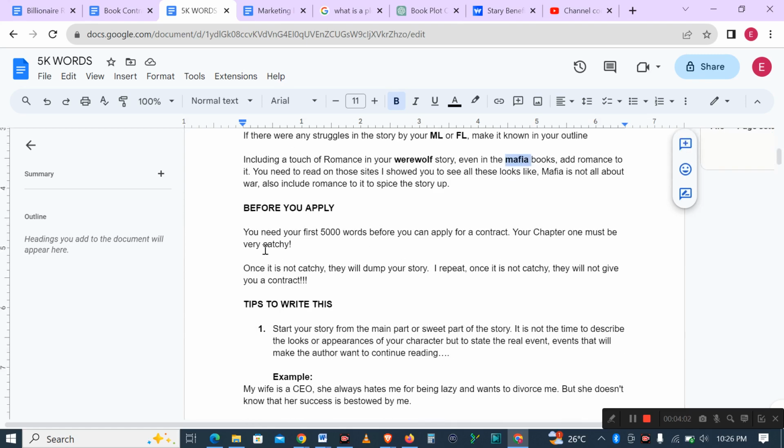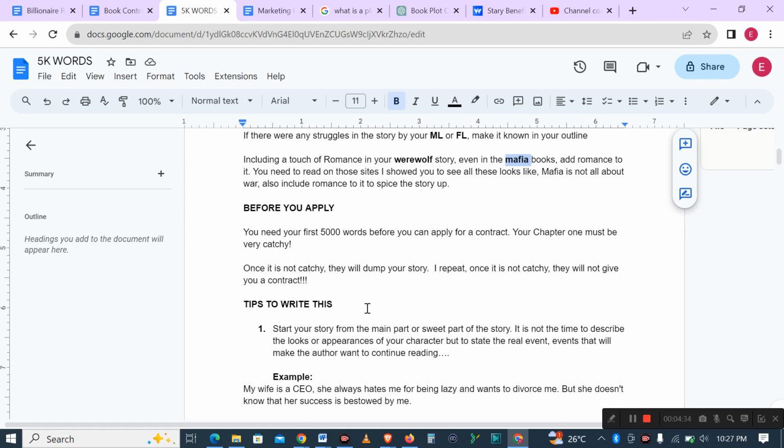Now, before you apply, you need your first 5,000 words before you can apply for a contract. So your chapter 1 must be very, very catchy, and each of your chapters should be up to 1,000 words. Try to make it up to 1,000 each of your chapters. So you need your first 5,000 words before you can apply for a contract. Your chapter 1 must be very, very catchy. Once it is not catchy, they will dump your story.